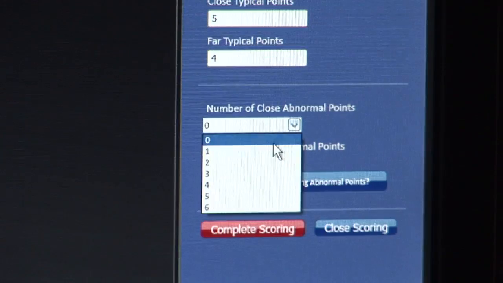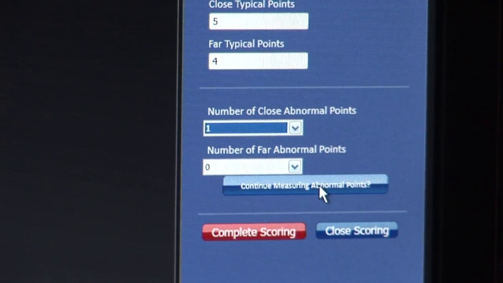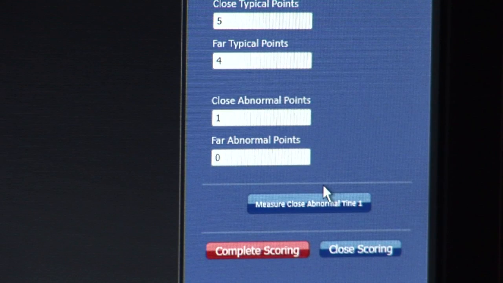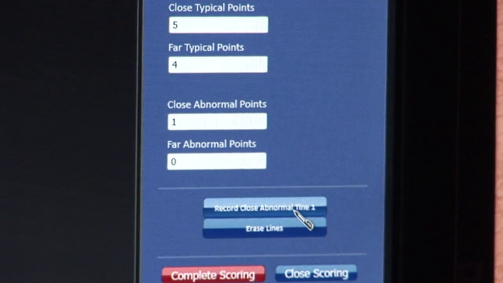This deer has 0 abnormal points on the far side. However, although almost hidden, there is 1 abnormal point on the close side. Select 1 for the close abnormal points and then continue measuring abnormal points. Examine your deer closely for unique or abnormal points. This abnormal point was nearly hidden by the deer's main beam. When complete, select Record Close Abnormal Tine.